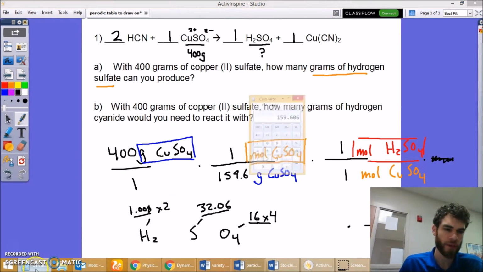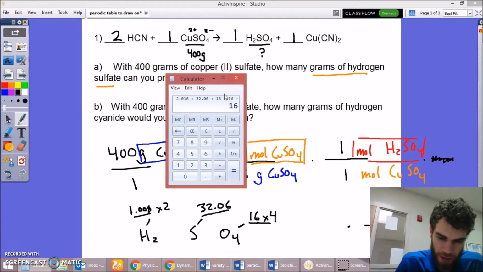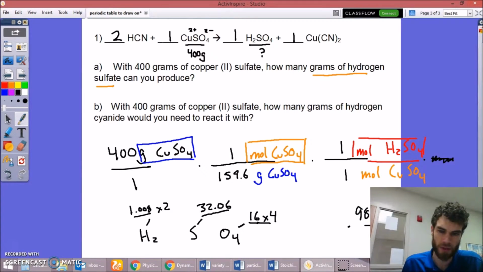So back to our calculator we go. We go 1.008 times 2 equals that right there. And we're going to add our other substances in, 32.06 plus 16 plus 16 plus 16 plus 16 equals that, 98.076. So we're going to go 98.076. Okay, that's how many grams per mole are in hydrogen sulfate.